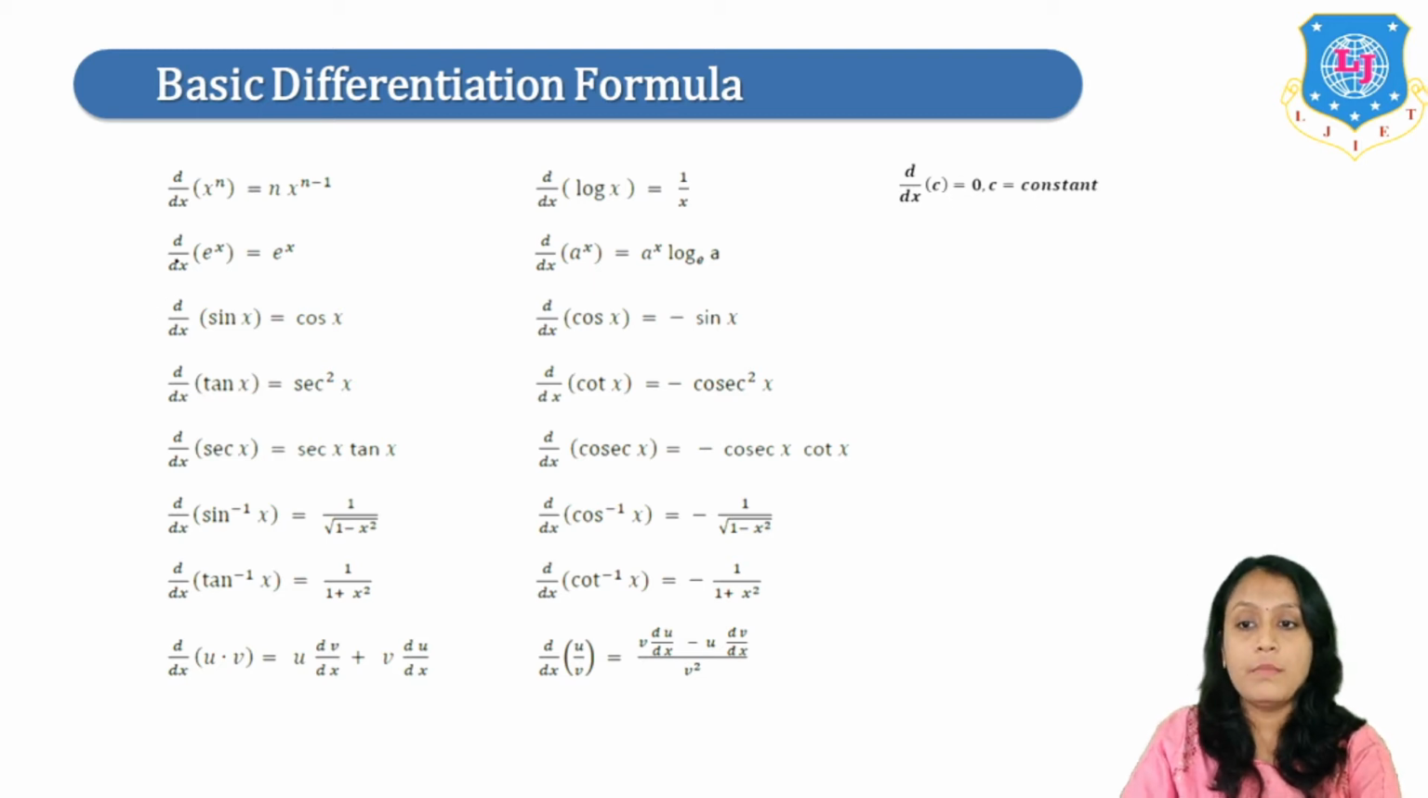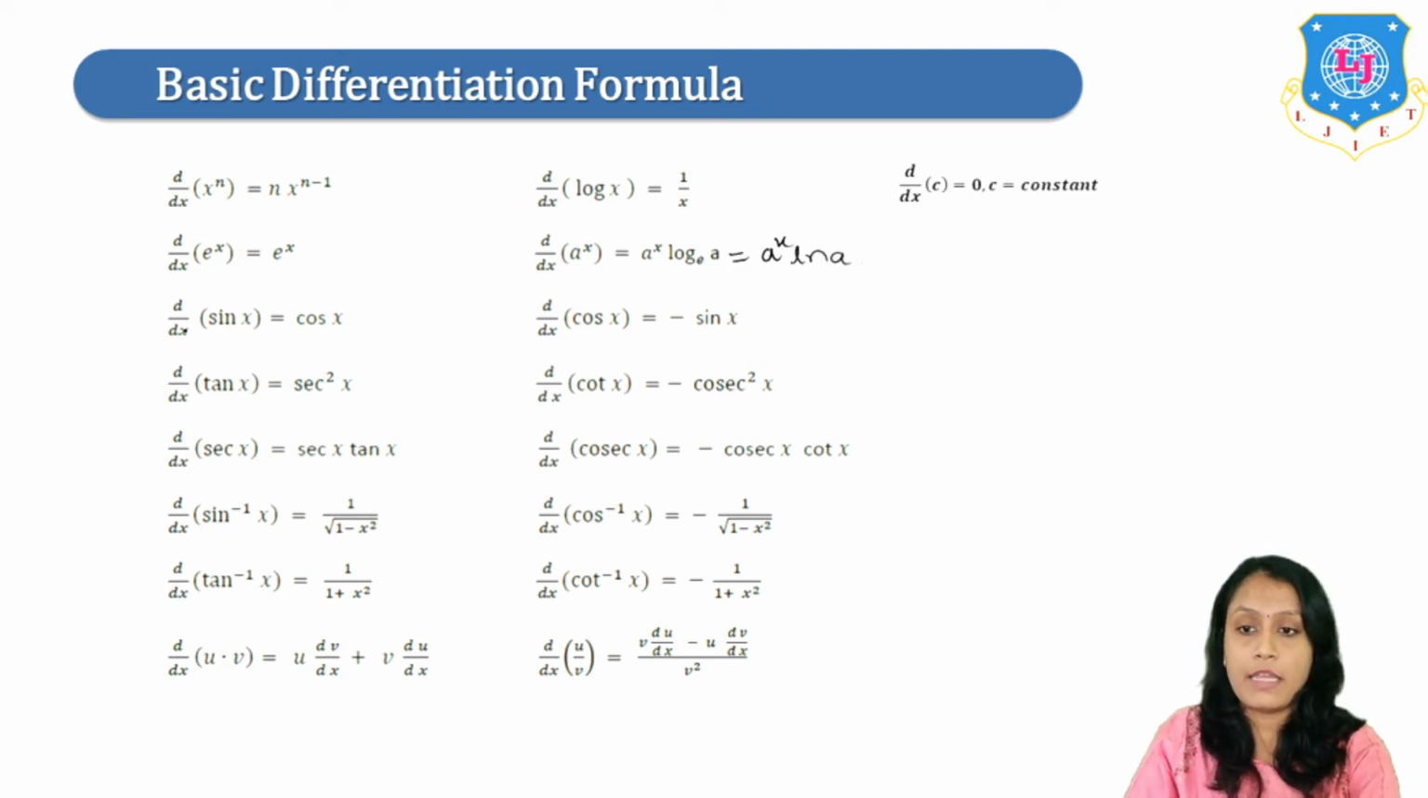Okay, d by dx of e raised to x is e raised to x. Derivative of a raised to x is a raised to x log a base e. Okay, always it is base e. We can also write it as a raised to x ln a.